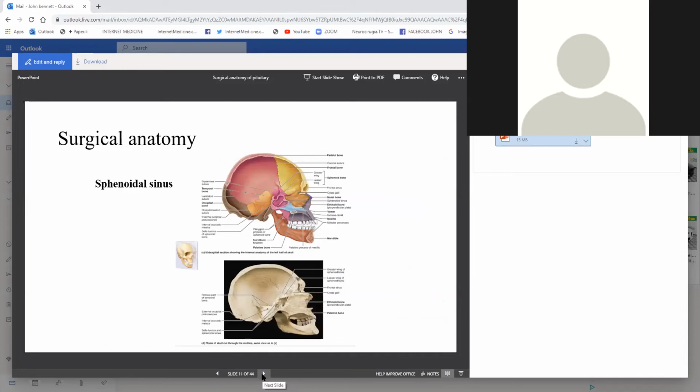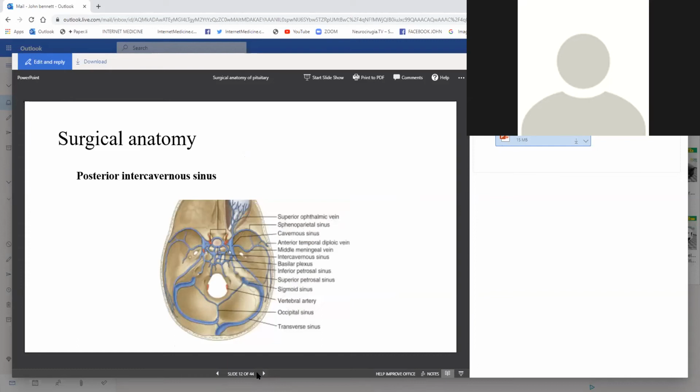So talking about the sphenoid sinus, as we know, it is that cavity found inside the center of the sphenoid bone, and it is located just anterior-inferiorly to the sella turcica, where the hypophysis or pituitary gland lies. Next slide. Then we can see, just surrounding the area of the pituitary stalk and the pituitary gland, posteriorly, we have the intercavernous sinus, the posterior intercavernous sinus, which is in close relationship, as we said, with the pituitary gland. Next slide.